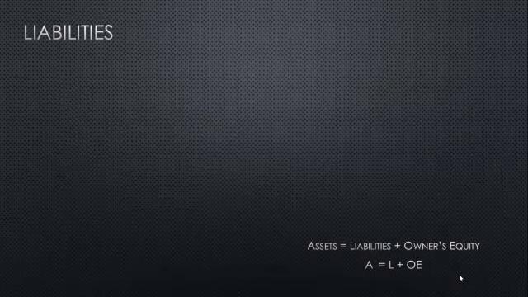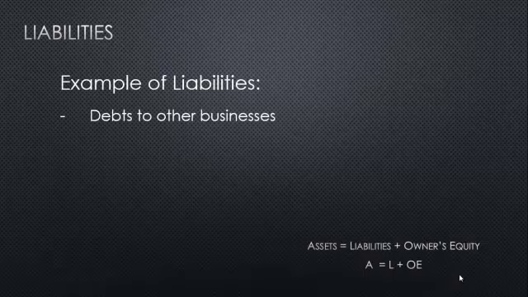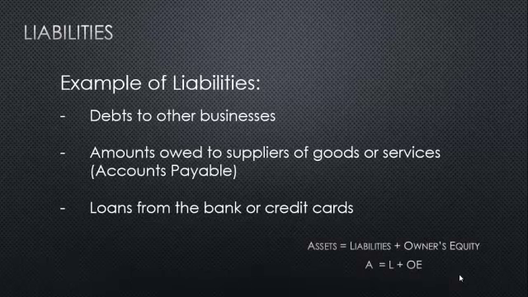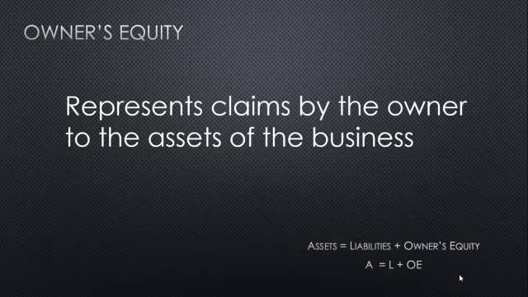Okay. Examples of liabilities are debts to other businesses, amounts owed to suppliers for goods or services, which we call accounts payable, and loans from the bank or credit cards. Those are liabilities, things that we owe. And finally, owner's equity. Owner's equity represents claims by the owners to the assets of the business. So I like to think about this as we have these assets. They're either bought with liabilities or they are bought with owner's money or owner's claim to those assets.